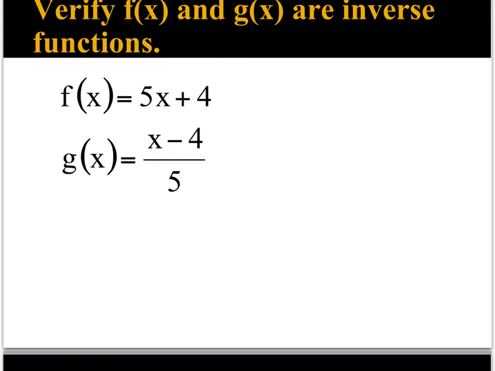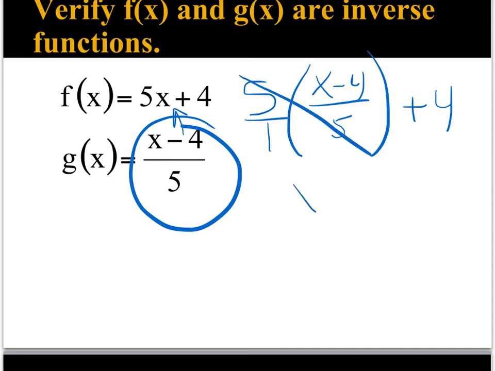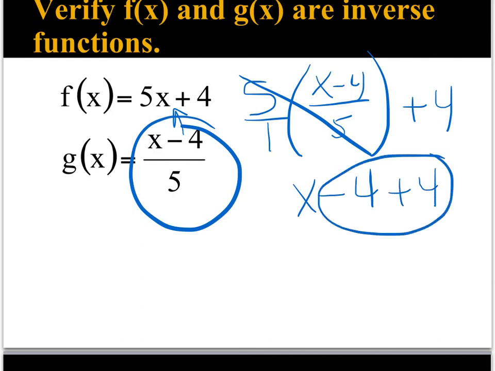Remember from 6.4, the way to verify whether things are inverses or not is I take one and plug that into the x for the other one. So we get 5 parentheses x minus 4 over 5 plus 4. And then I simplify it. So 5 over 1 and x minus 4 over 5, the 5's will cancel, and I get x minus 4 plus 4, and then negative 4 plus 4 is 0, so I end up with just x. So I have verified that those two are inverses of each other.